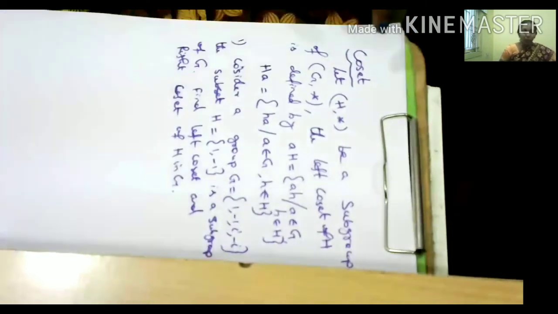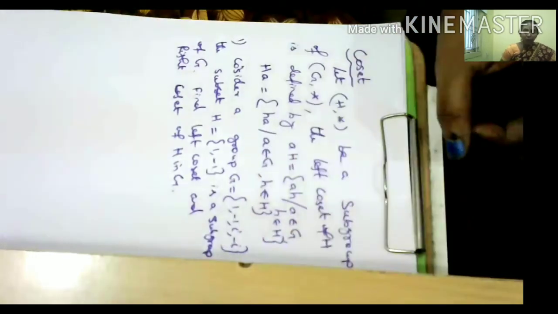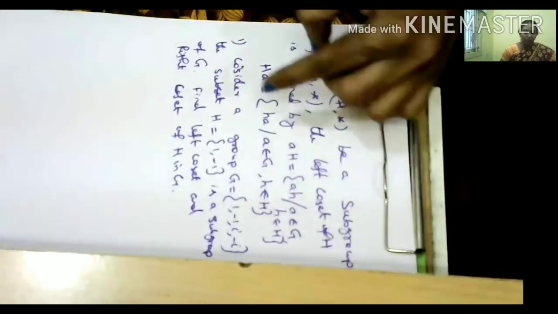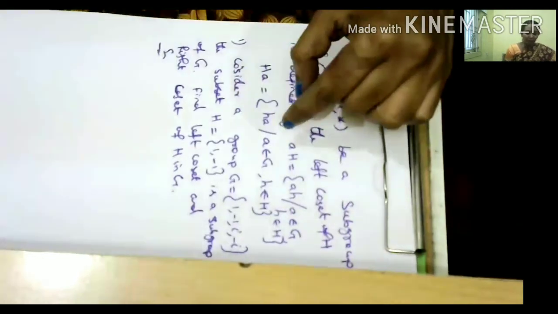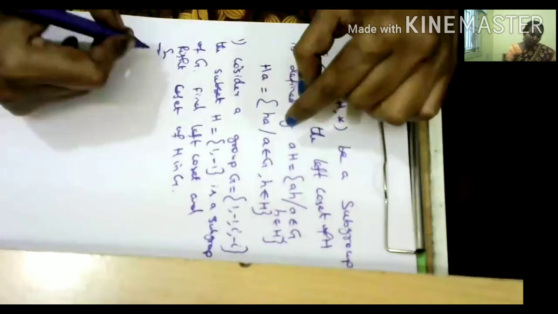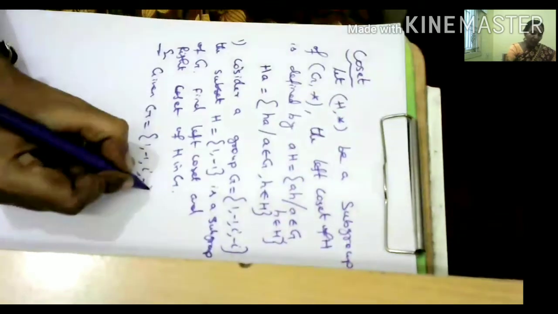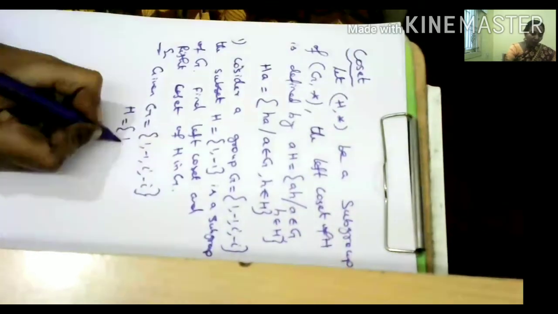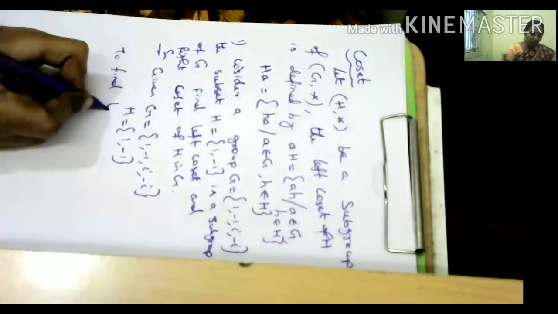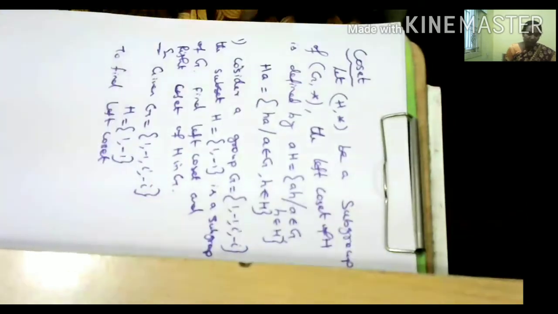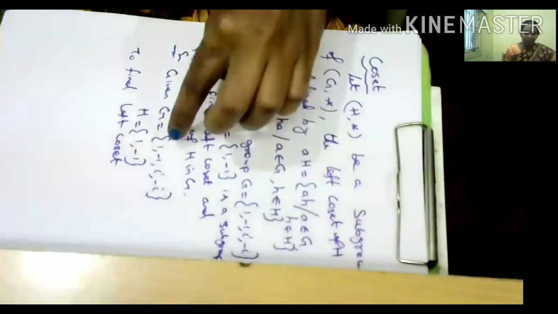The question is, one group G is given, G equal to 1 comma minus 1 comma i comma minus i. From G, we have one subgroup, H equal to 1 comma minus 1. So we are now finding the left coset and right coset. First, to find the left coset: given G is equal to 1 comma minus 1 comma i comma minus i, and capital H is equal to 1 comma minus 1. For each element of G we are calculating the coset.